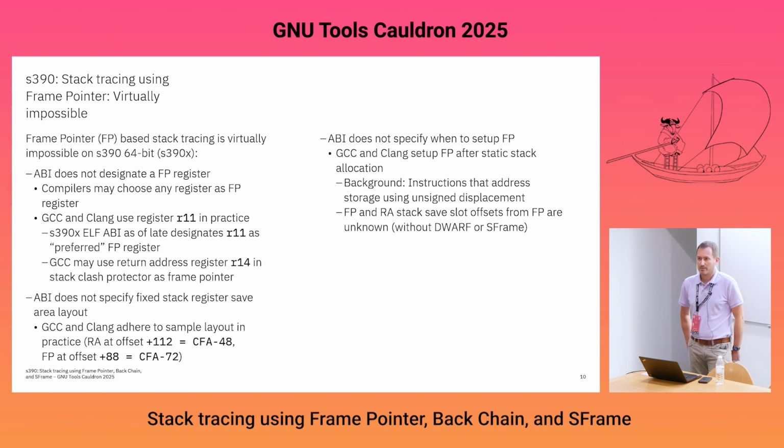The background is several instructions only use an unsigned displacement. And to be able to address the static stack contents, local variables, using the frame pointer as base, it must be set up after static stack allocation. And this means the frame pointer and return address stack save slots from the frame pointer are unknown, at least without any additional information like DWARF or SFrame. And that's basically why SFrame, when we come to it, is interesting for us.